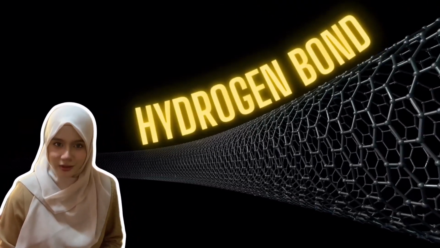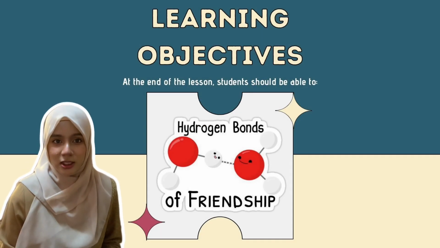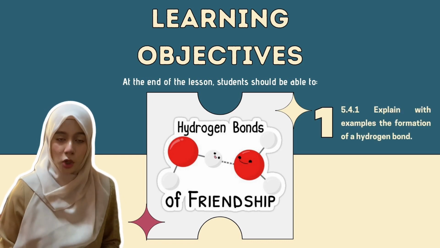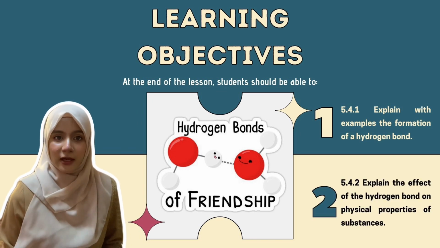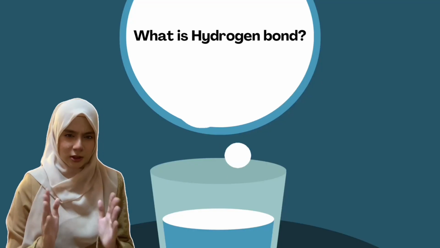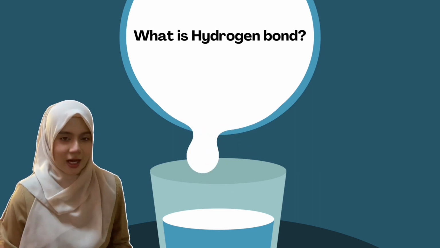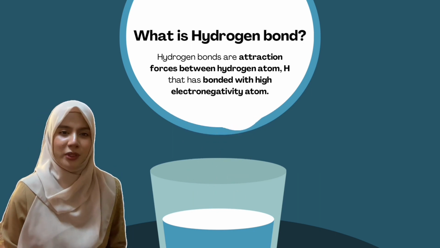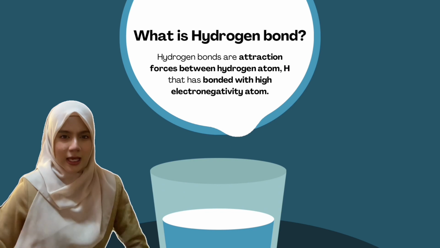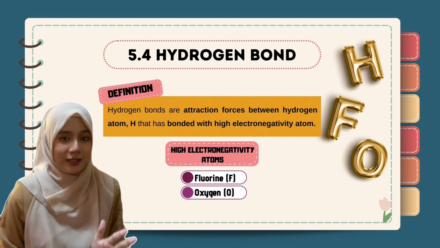The first topic is hydrogen bond. Our learning objectives for this topic are: at the end of the lesson, you should be able to first, explain with example the formation of hydrogen bond. Second, explain the effect of the hydrogen bond on physical properties of the substances. Did you all know what is a hydrogen bond? Hydrogen bonds are the attraction forces that occur between a hydrogen atom that is bonded with a high electronegativity atom. Examples of high electronegativity atoms are fluorine, oxygen, and nitrogen.